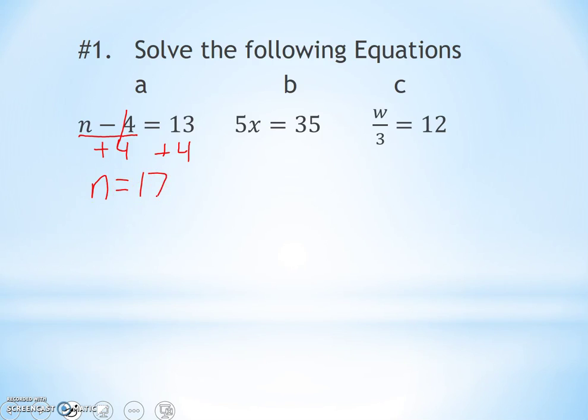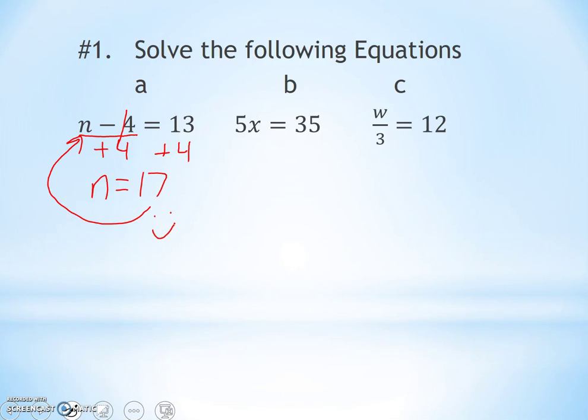We can check this by sticking 17 back in for the variable to make sure that it is actually true. If I stick 17 in for n, does 17 minus 4 equal 13? And we see that it does, and so we have the solution, n equals 17.